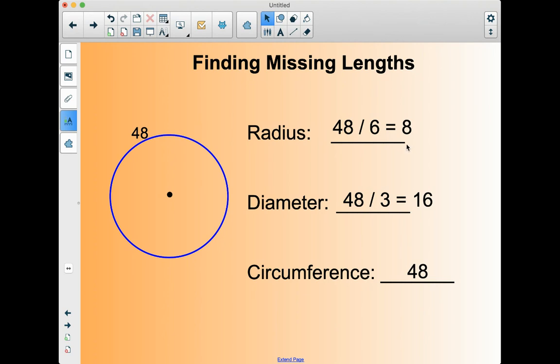If I chose to do the radius times 2, 8 times 2 gives me 16, so we get the same answer.